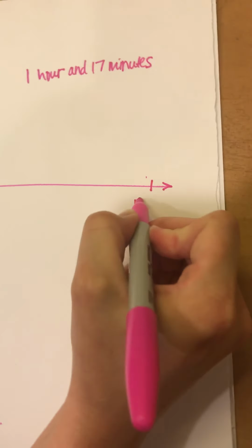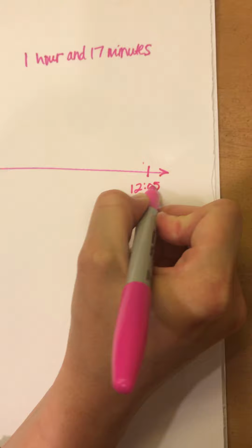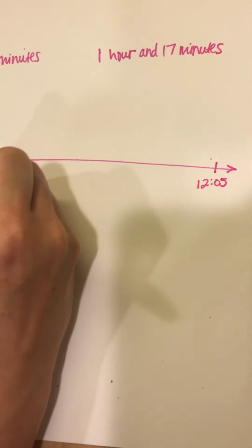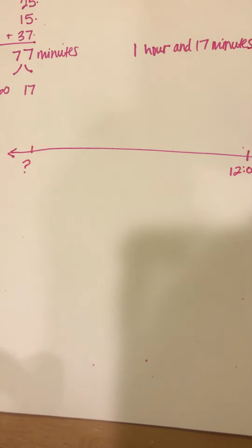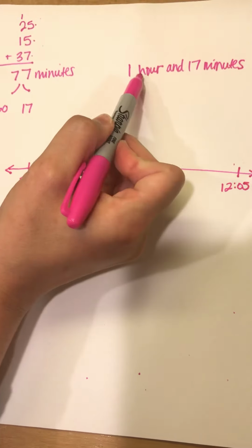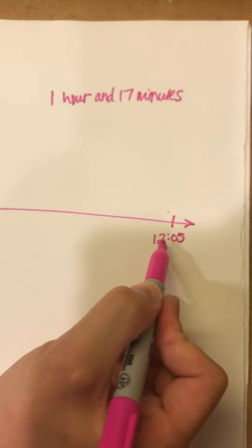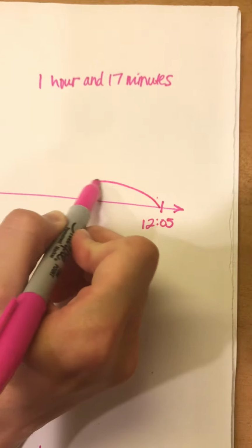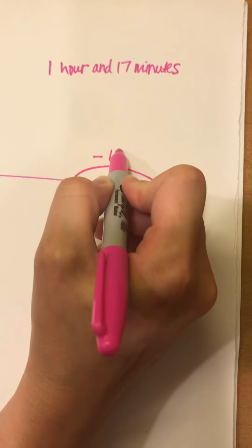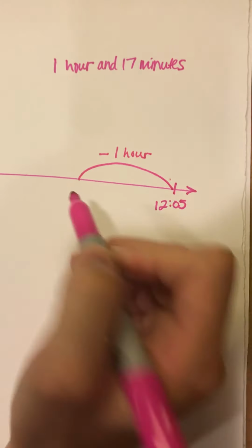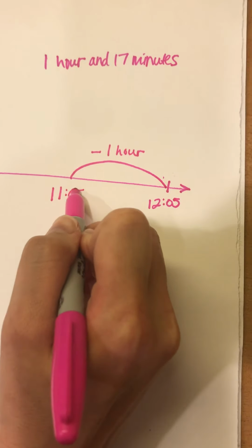So at 12:05 is the ending time. And we are working backwards to find the start time. I'm going to work back 1 hour. So 12:05, subtract 1 hour will give you 11:05.